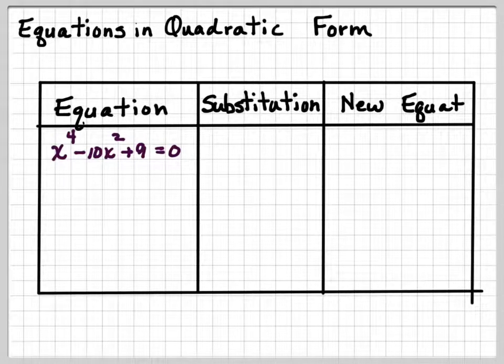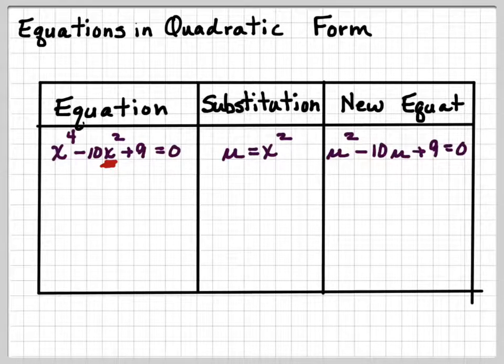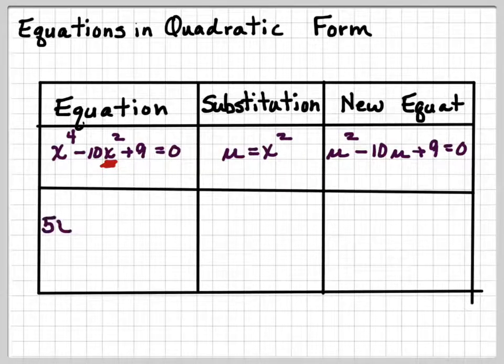And what I'm going to do is think of x squared as the variable u. And if you see that x squared squared gives me my first term. So if I change this x squared to a u, then this would be u squared. And my new equation would be, if u equals x squared, u squared minus 10u plus 9 equals 0. And I can factor that. All right? We'll get some practice on that.